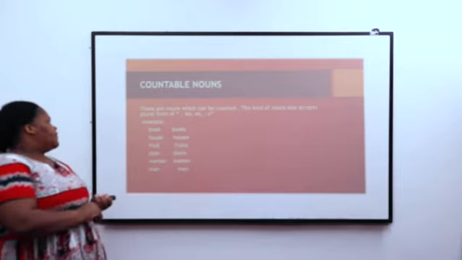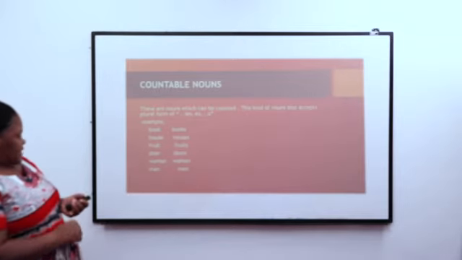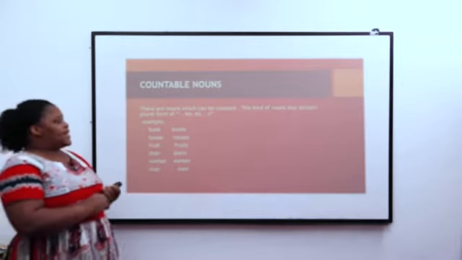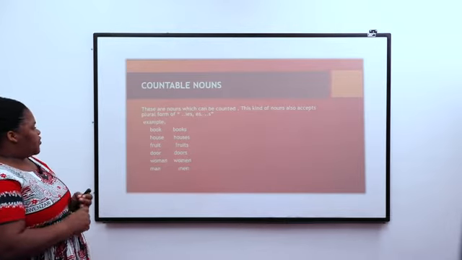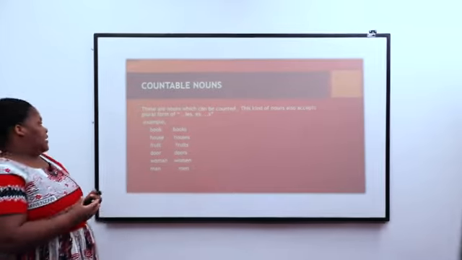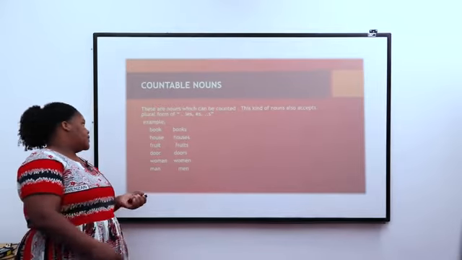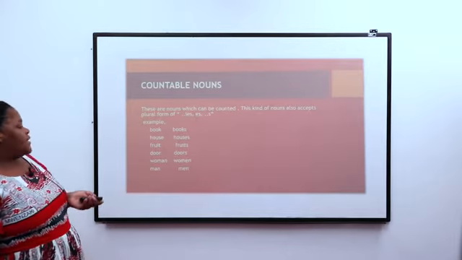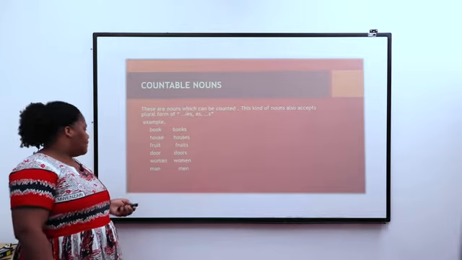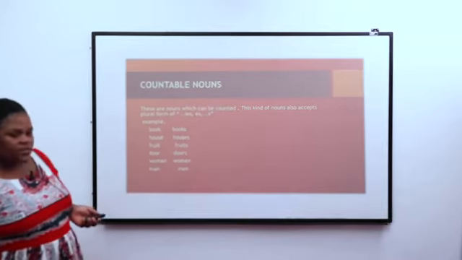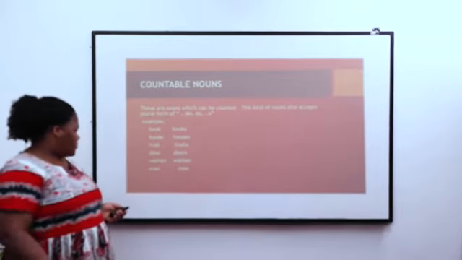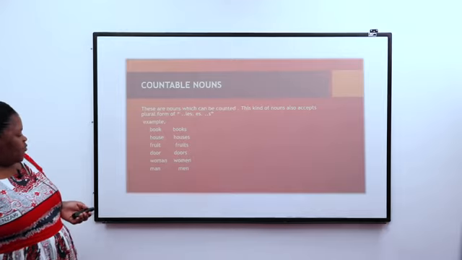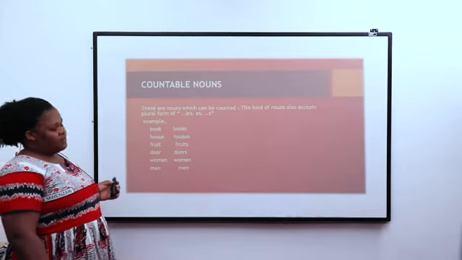Another type of noun is the countable noun. We say these are nouns which can be counted. This kind of noun accepts plural forms. For instance, we have book. It can be books when they are many. House, houses when they are many. Fruit, fruits. Door, doors. Woman, women. Man, men.